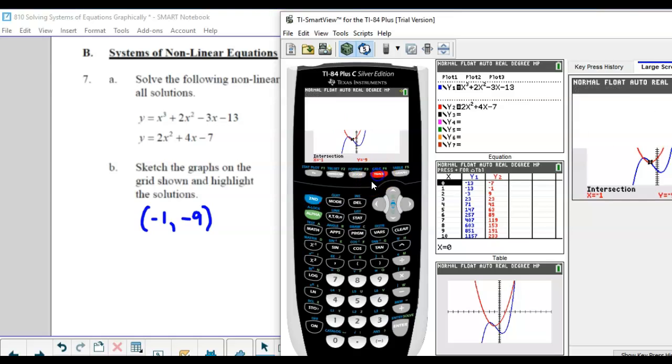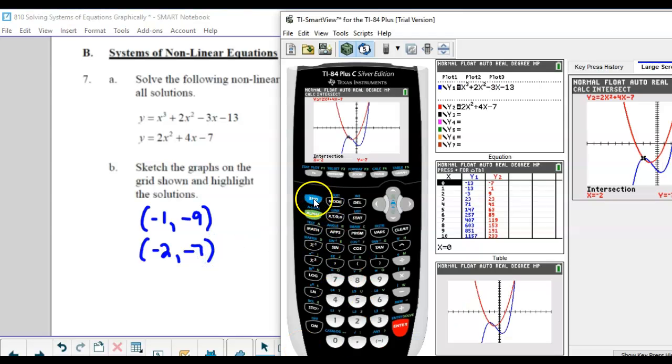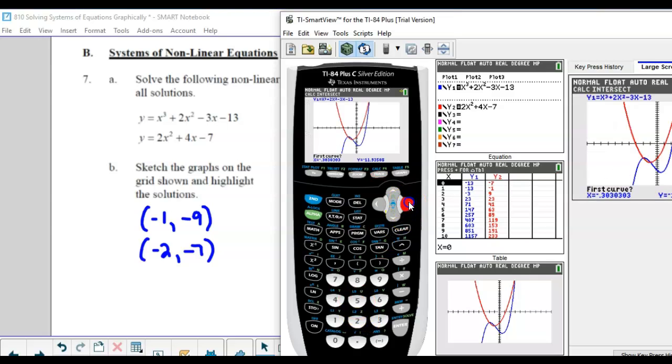Then second trace, intersect again, number 5. Before you do anything, you're going to need to move the cursor closer to the other one. So now press enter on first curve, enter on second curve, enter on guess, and it's -2, -7. And then do it again. Now you can flip to the other one. It's faster. Enter, enter, enter. And that's 3 and 23.